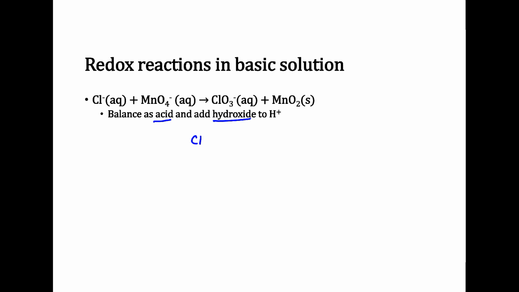So the first thing is, let's start by writing our balanced half reactions. So we'll start off with Cl- going on to form ClO3-. So the chlorines are balanced, so we'll have to come back and look at this and balance the oxygens. Let's go ahead and look at the manganese complexes. So we have MnO4- going on to form MnO2. So the manganeses are balanced, so we'll have to come back and look at the oxygens in just a second.